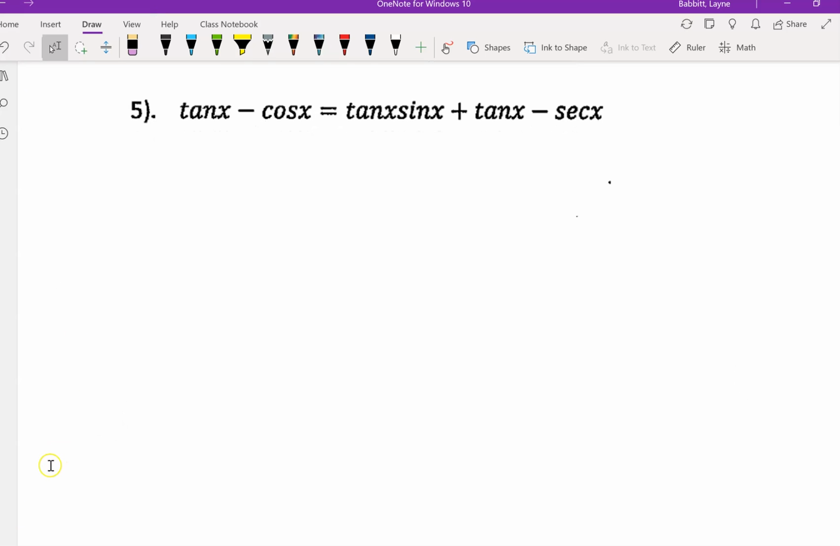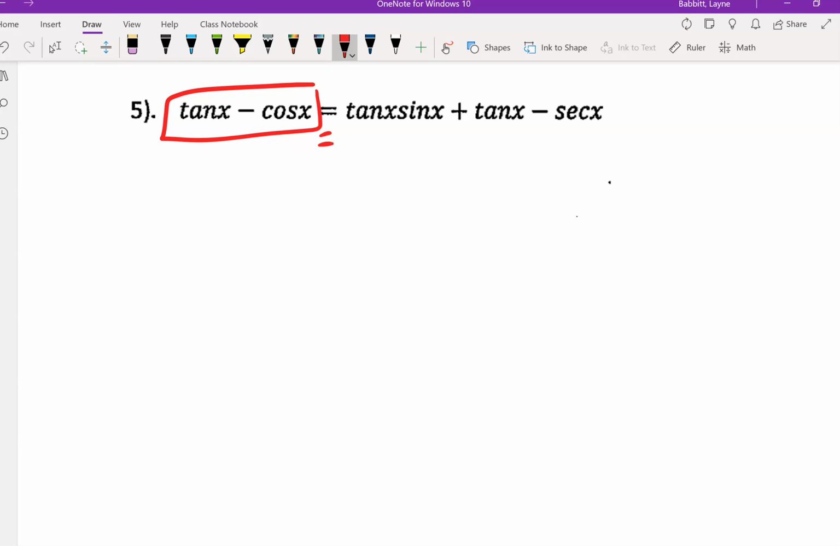Alright, again, if you want to try this one on your own, pause the video and try it really quick. So this right side looks more complicated to me than the left side, so that's what I am going to simplify, and I'm going to try to get it to equal this. Alright, so the first thing I can think of is we've got tangent, we've got secant. I want to do the method of changing everything to sine and cosine and go from there.